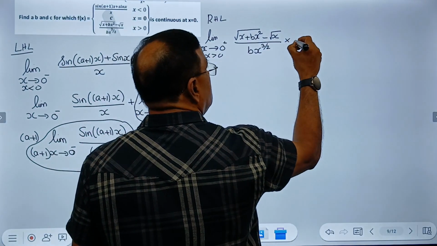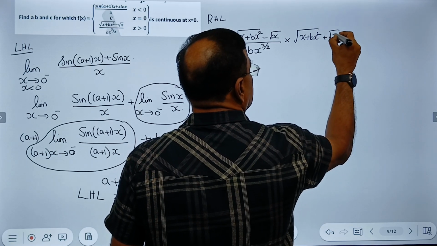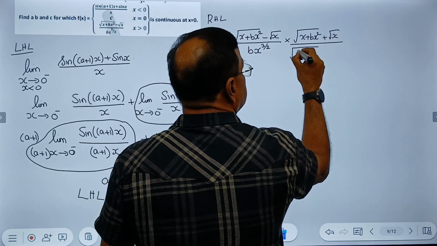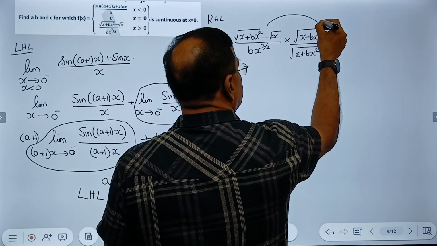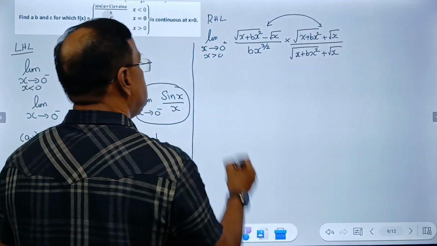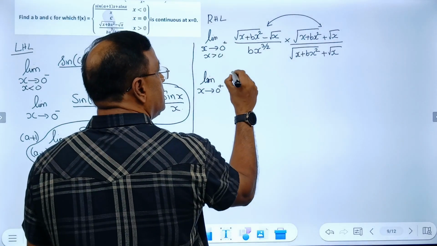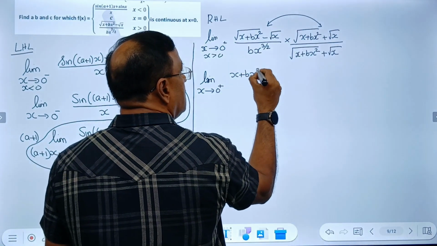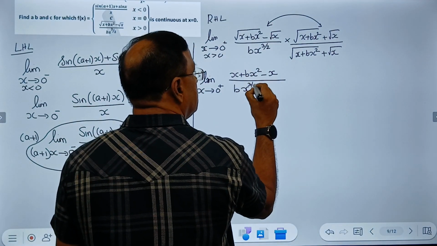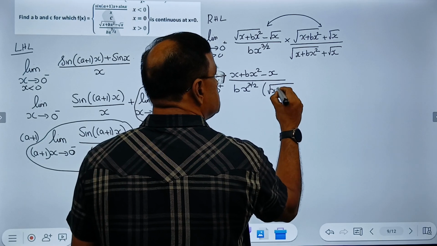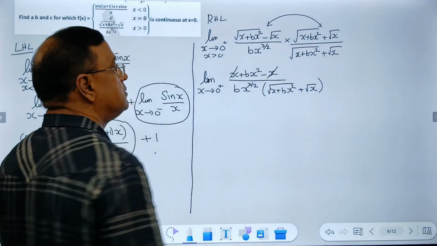Rationalize. So root of x plus bx square plus root of x, divided by root of x plus bx square plus root of x. So when you simplify this, what do you get? (a plus b) into (a minus b) will be a square minus b square, that is x plus bx square minus x, divided by bx power 3 by 2 into (root of x plus bx square plus root x). So x and x cancel.